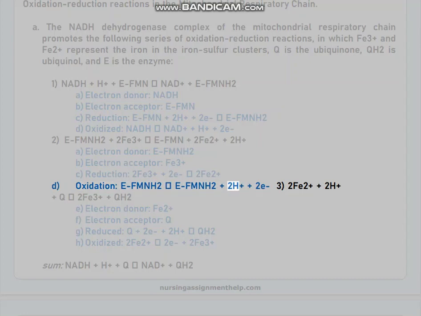E-FMNH2 → E-FMN + 2H+ + 2e-. 3. 2Fe2+ + 2H+ + Q → 2Fe3+ + QH2. E, electron donor: Fe2+. F, electron acceptor: Q. G, reduced: Q + 2e- + 2H+ → QH2. H, oxidized: 2Fe2+ → 2Fe3+ + 2e-. Sum: NADH + H+ + Q → NAD+ + QH2.